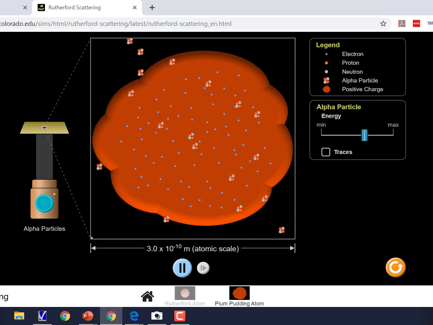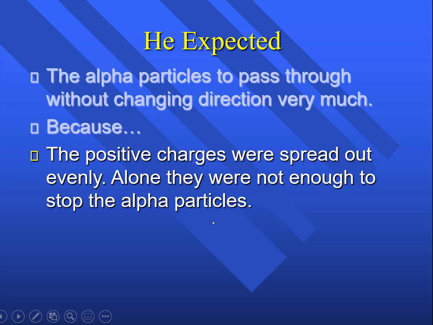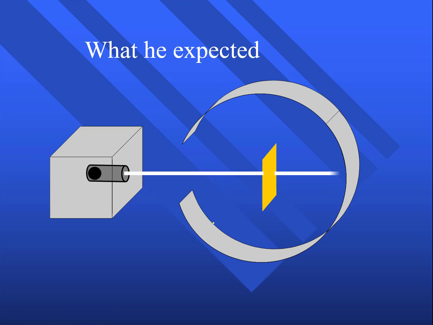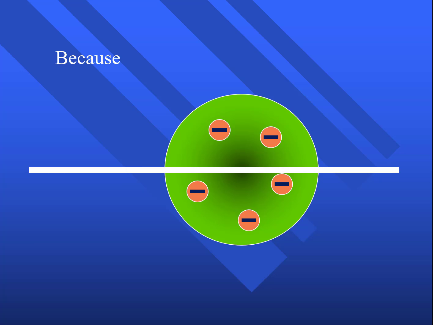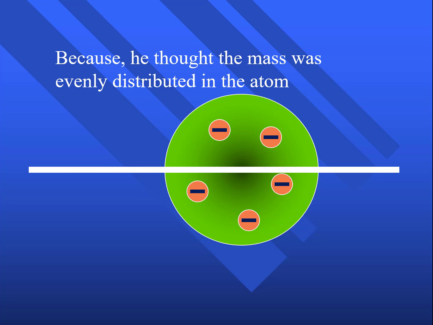Make sense? Well, this is the paper all spread out. The positive is all over the place, so these positive pieces don't encounter very much positive. So they go straight through. So he expected to see just a bunch of dots on the screen back here. Because here on mine, the green is all the positive stuff, but it goes straight through.